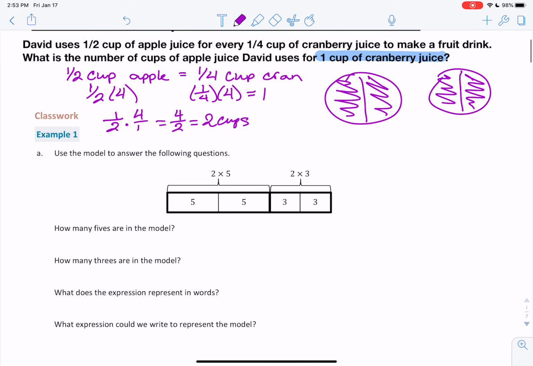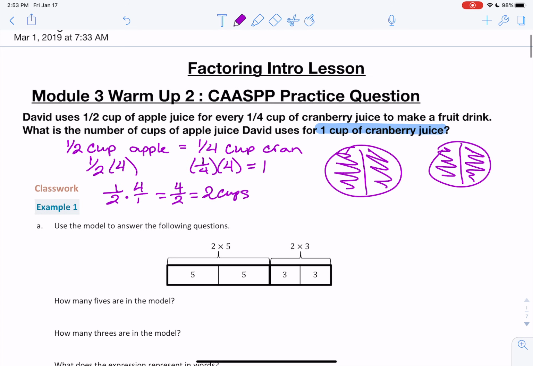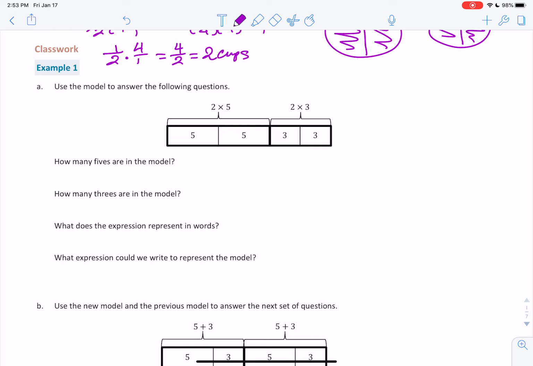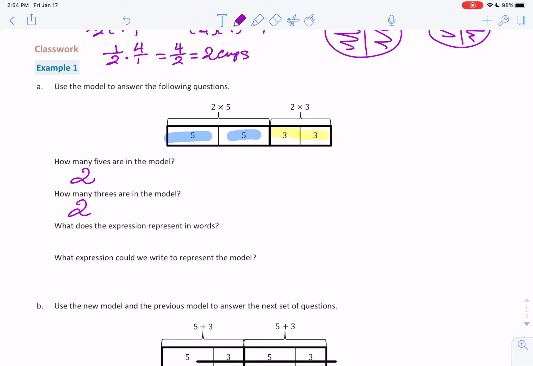All right, so moving on to today's lesson. Today's lesson is an introduction to factoring. Okay, let's take a look at example 1. Example 1A, use the model to answer the following questions. How many 5s are in the model? Well, let's see, we have 1 5 here and 1 5 here, so there are 2 5s. How many 3s are there? There are 1, 2 3s. So we have 2 3s.